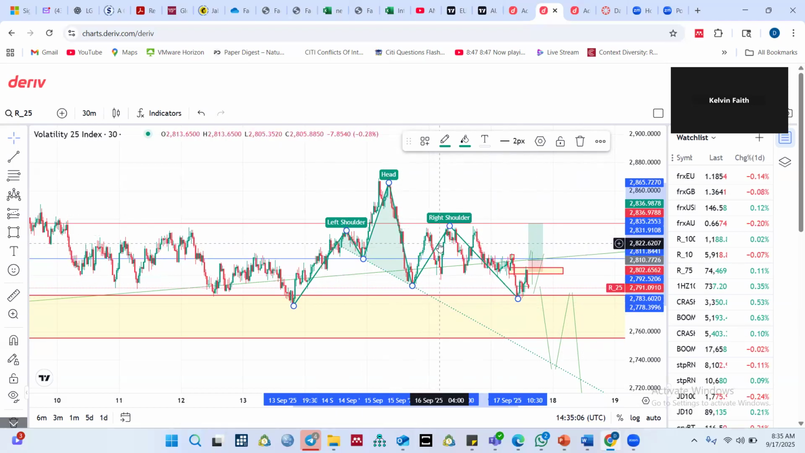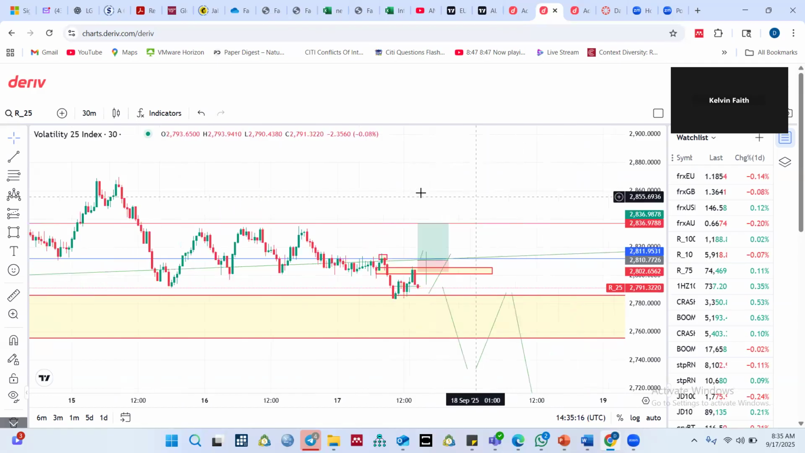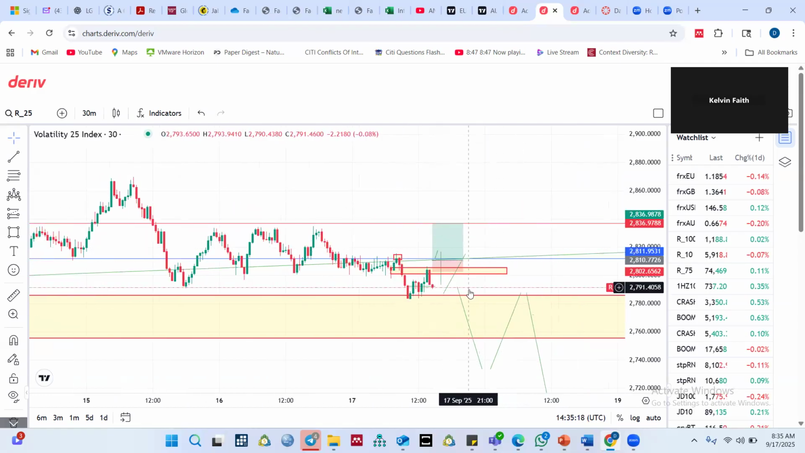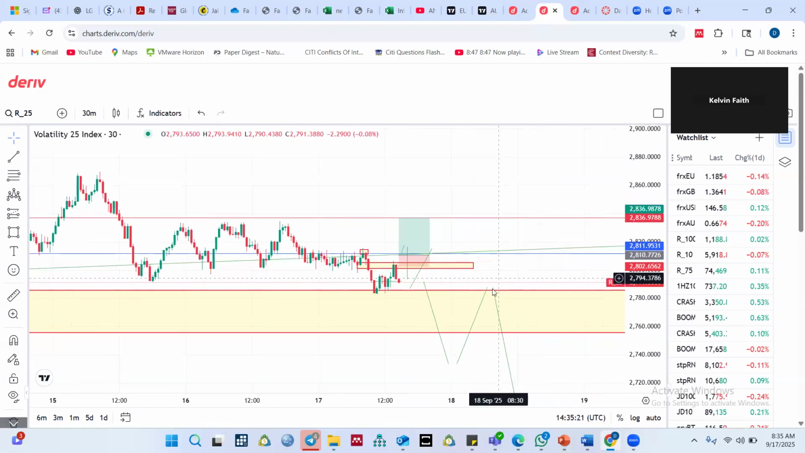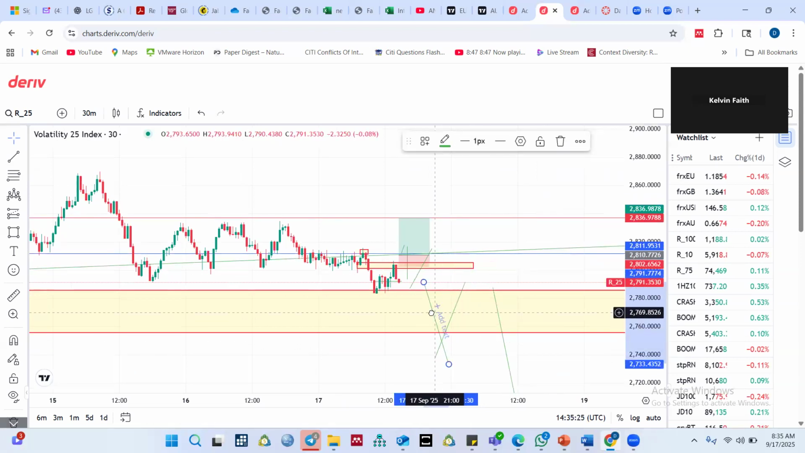So as it looks right now, we are bearish. As it looks right now, the market is bearish on 25 index. Okay, so let's be patient. I'll be patient and watch to see. I don't want to engage in the sell.